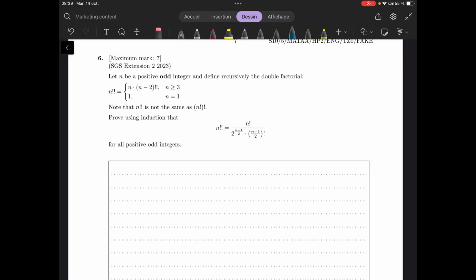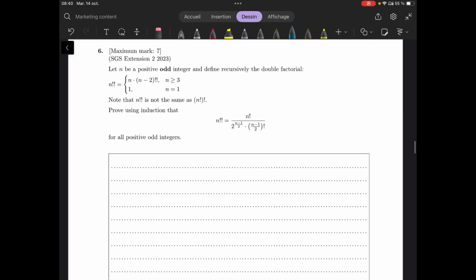Question 6. This is an induction question, and you're introduced the double factorial. Same as any other induction question, we'll always start with a base case, when n is equal to 1. If n is equal to 1, left-hand side is equal to 1 using the definition.